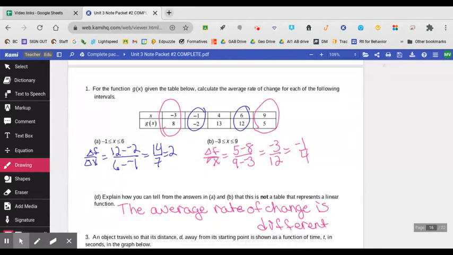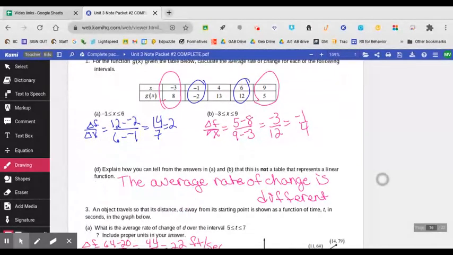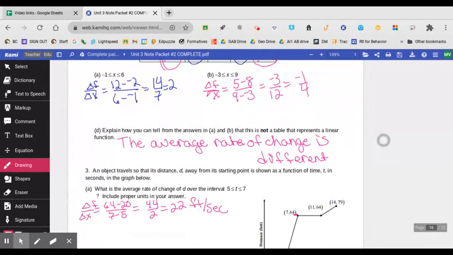Number 1, to find my rate of change from negative 1 to 6, I did 12 minus negative 2 over 6 minus negative 1, and that gave me 2. To find the rate of change from negative 3 to 9, I did 5 minus 8 over 9 minus negative 3, which gave me negative 3 over 12, which is negative 1/4. Answer to D is the average rate of change is different, therefore that is not a linear relationship.